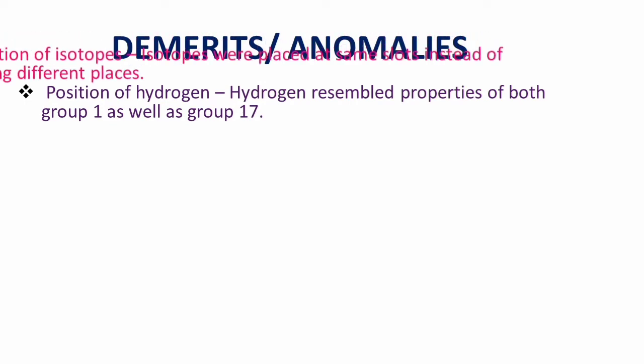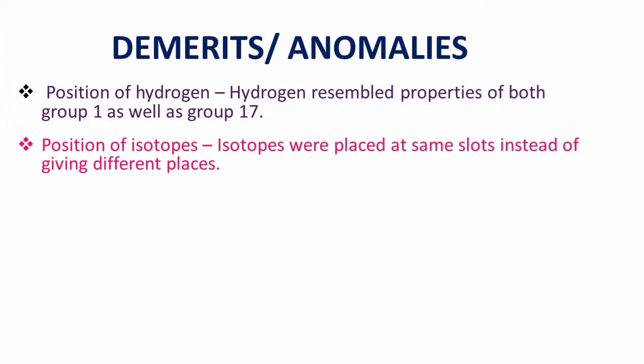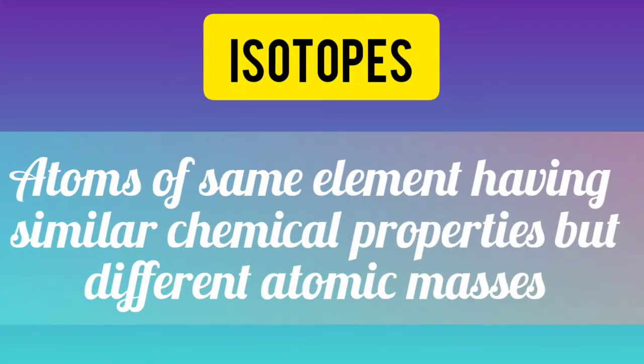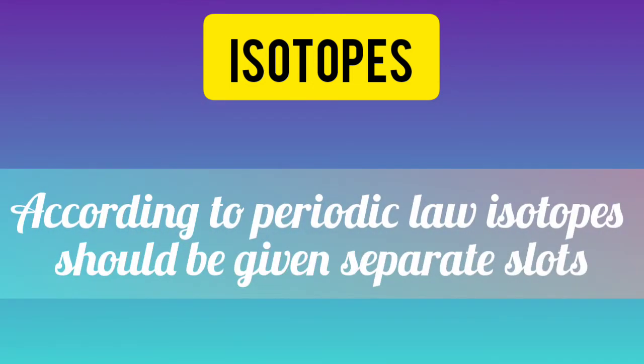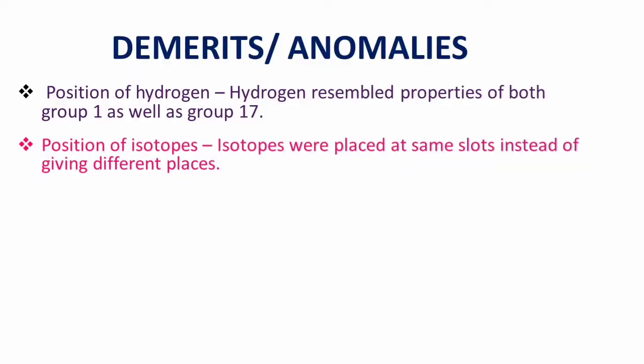The second anomaly was in the position of isotopes in his periodic table. The atoms of the same element having similar chemical properties but different atomic masses are called isotopes. Since isotopes have different atomic masses, they should be placed in different groups of the periodic table if the elements were arranged according to the atomic mass.